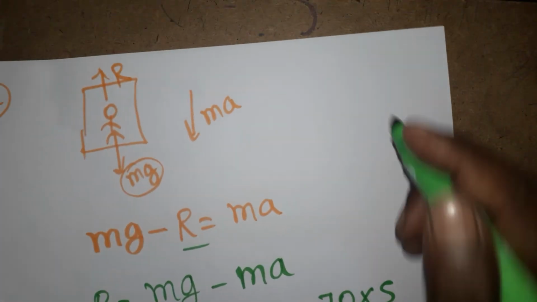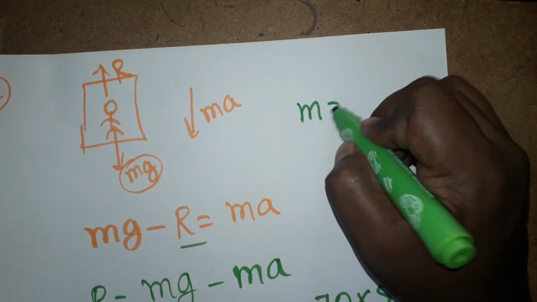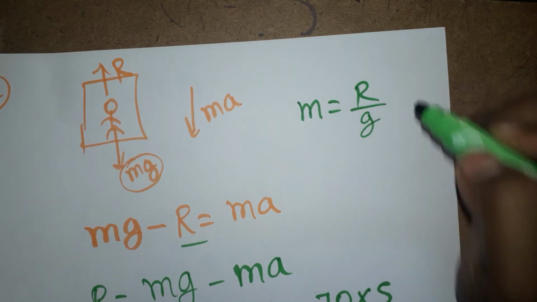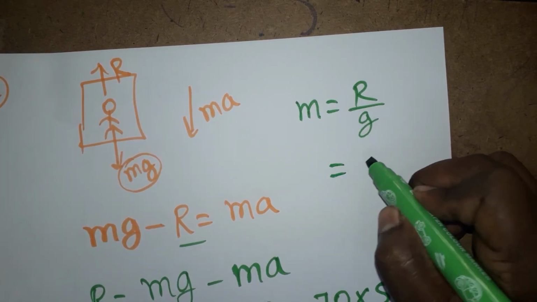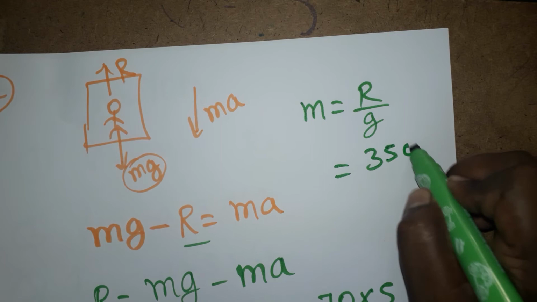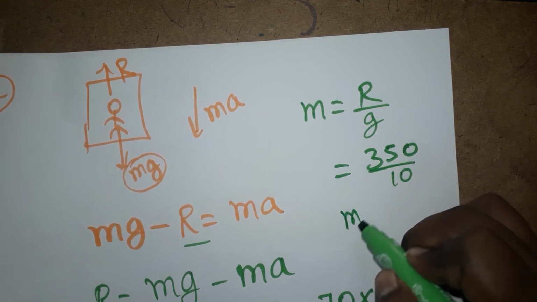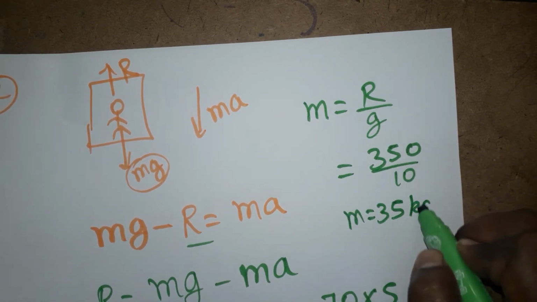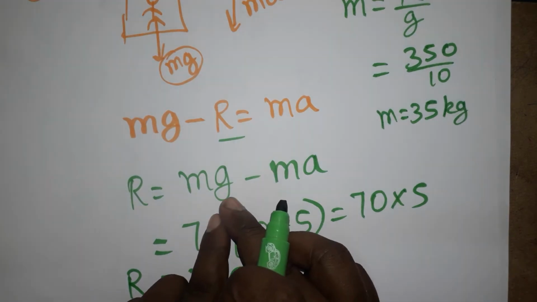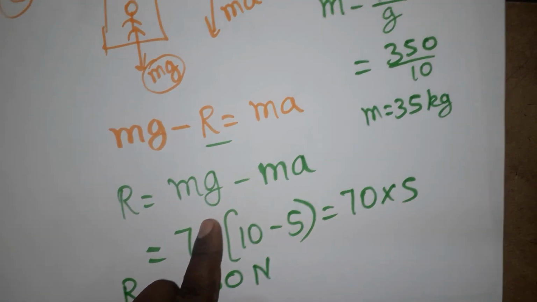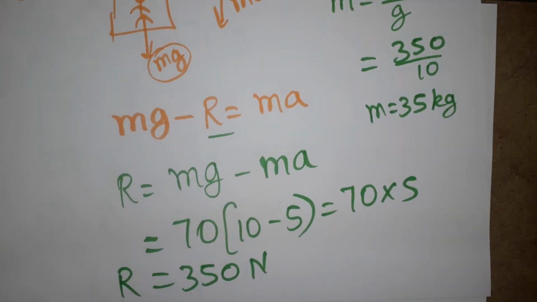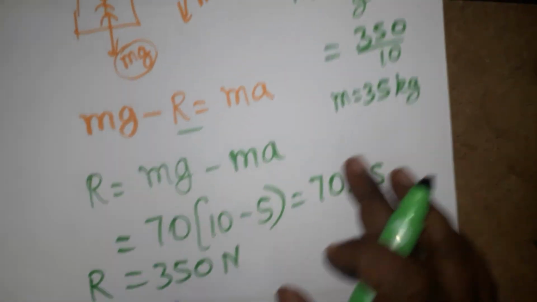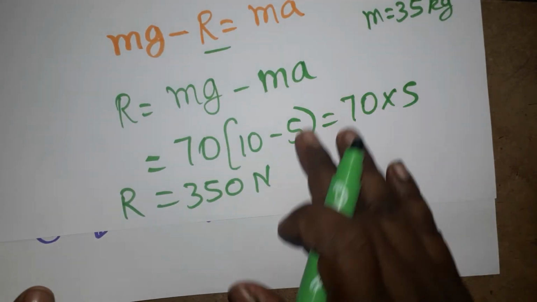If you want the mass, mass is equal to R divided by g. Simply you can take g as the denominator, 10, so that's going to be 350 divided by 10. I'll feel mass is 35 kg. It's less than the actual kg because of g minus a. Next, apparent weight is going to be 350 Newton. The actual weight is a question mark.